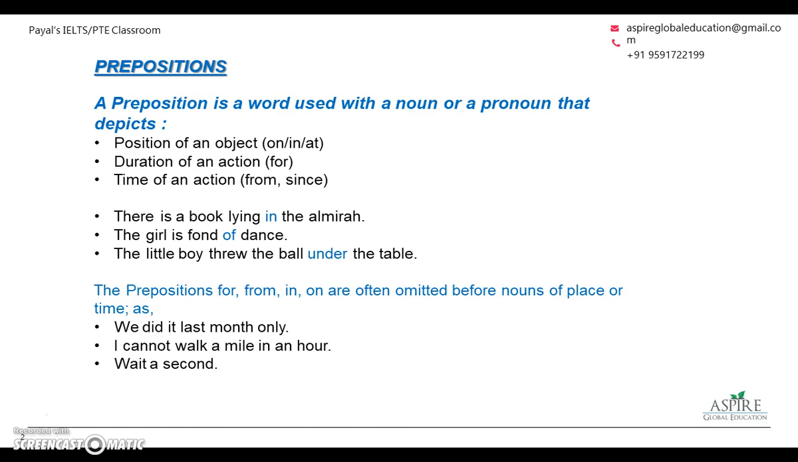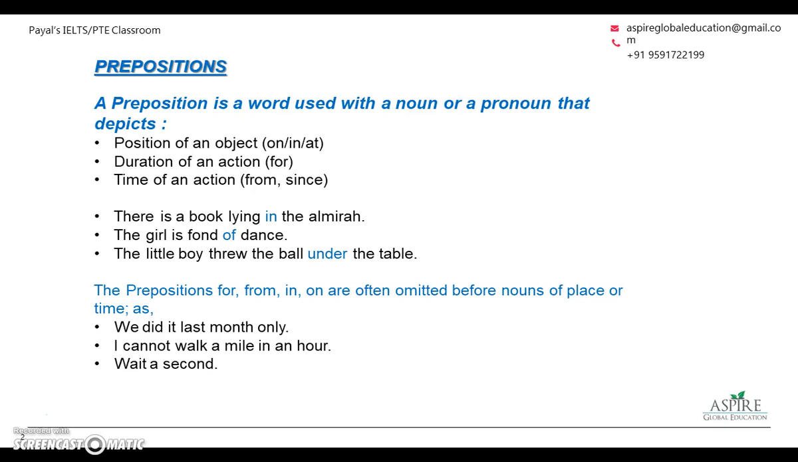So as I have discussed before also, all these parts of speech like adverb, preposition, adjective, conjunction and interjection, they're optional in a sentence. What is the most important component of a sentence? Noun and a pronoun and a verb. Rest everything is optional. So I can keep my sentence as simple as this: there is a book.